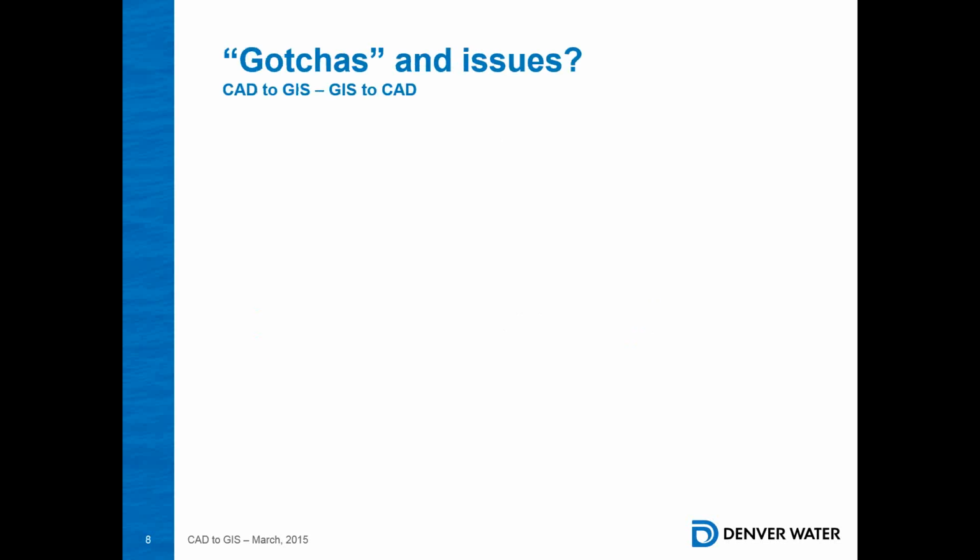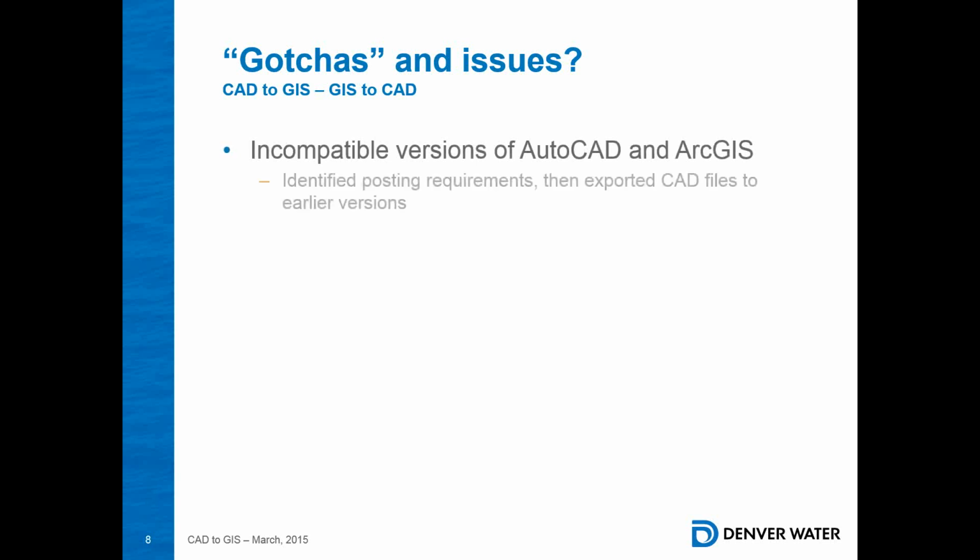All right, so some of our gotchas, I think we're starting to run close on time here. This is from CAD to GIS and GIS back to CAD. One of our first issues was incompatible versions between AutoCAD and GIS. So what we decided to do is identify what our issues were for posting, and then we've just exported the files back.